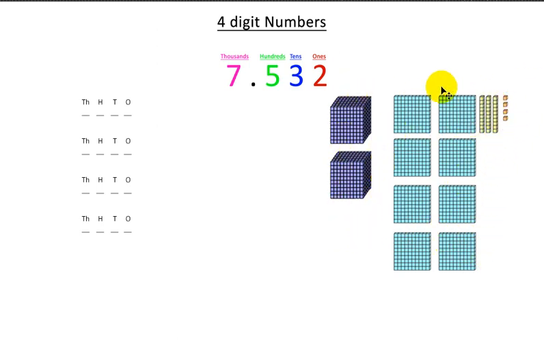Now let's see if we can do the opposite, which is if we see this, can we write the number that this represents? First of all, let's put that away. Okay, so can we write what this represents? Let's see. First we have the thousands. There's 2 of them.